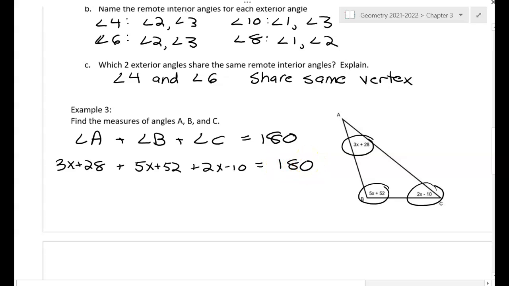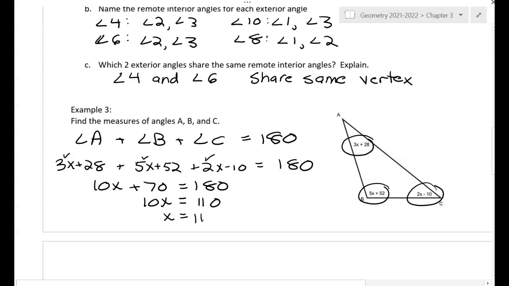All right, that's the geometry. I've written my equation. Now all I'm doing is algebra. So let's combine our like terms. I have a 3x and a 5x and a 2x. So that gives me 10x. And I have 28 plus 52 minus 10, and that gives me 70. All right, subtract the 70 from both sides. 10x equals 110, x equals 11.